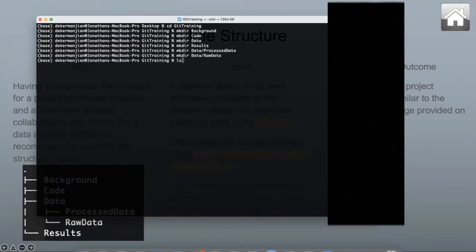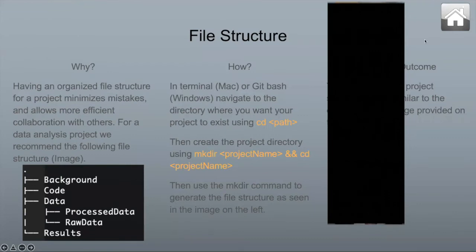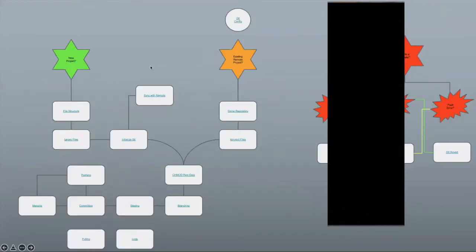And so now let's look at the file structure. So we have a background folder, a code folder, data folder, and results folder. And you can install a software called Tree that'll show you the nested directories as well. And so this is now our working directory. And this is typically what we would use at CETA. Okay, so we covered everything that's on this slide. So now we can go back to our flowchart.